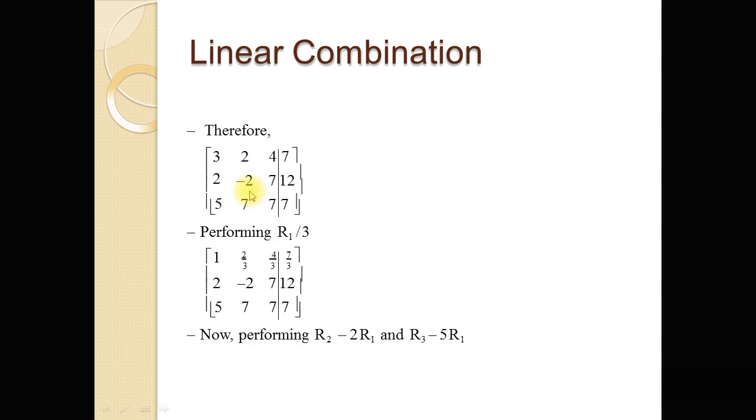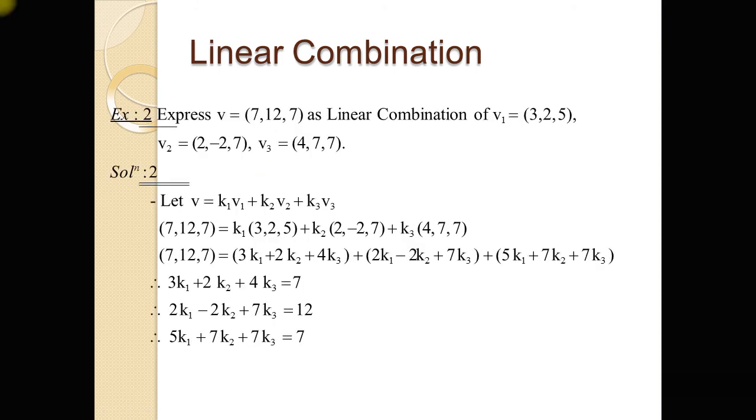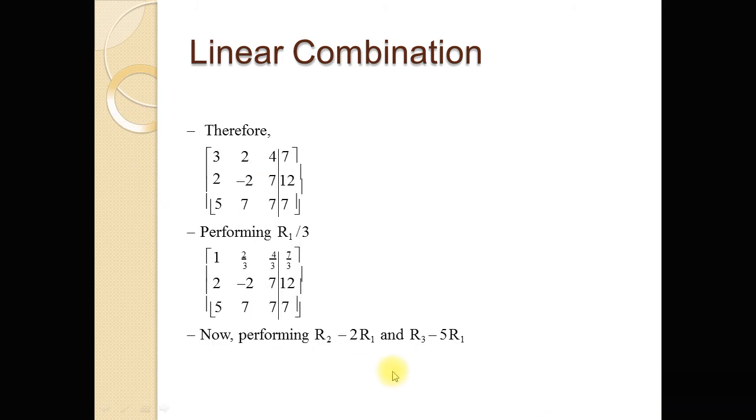In the augmented matrix we obtain 3 2 4 7, 2 minus 2 7 12, 5 7 7 7. To convert this matrix into echelon form, this is actually the Gaussian elimination method. Multiplying the first row by 1 over 3, we obtain 1, 2 by 3, 4 by 3, 7 by 3, and the second row and third row remain as they are.